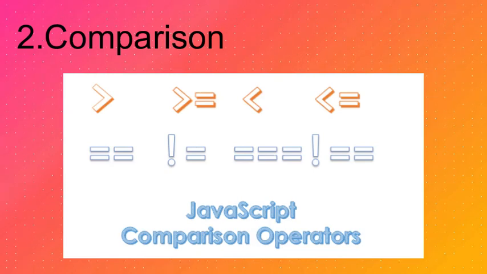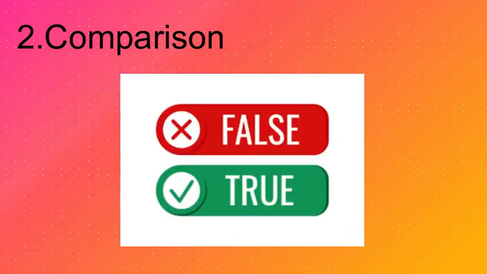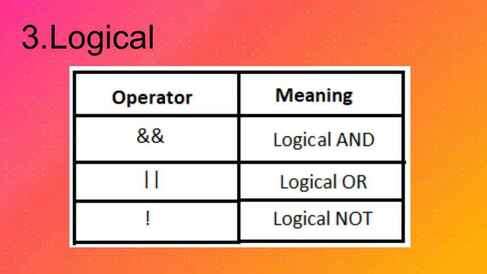Comparison operators check if 2 values are equal, greater than, or less than each other. They return either true or false. Logical operators and, or, and not help combine or negate conditions.